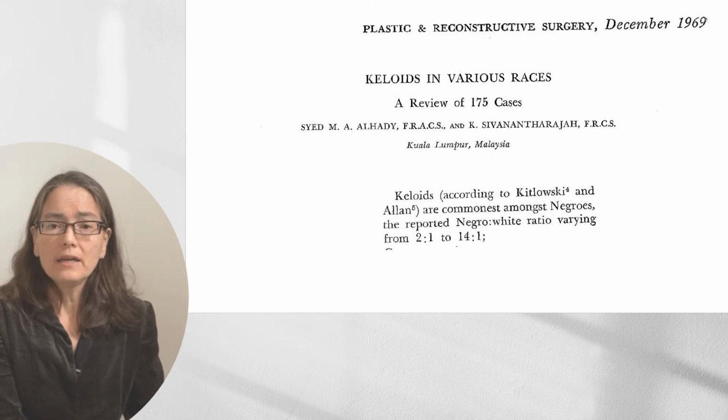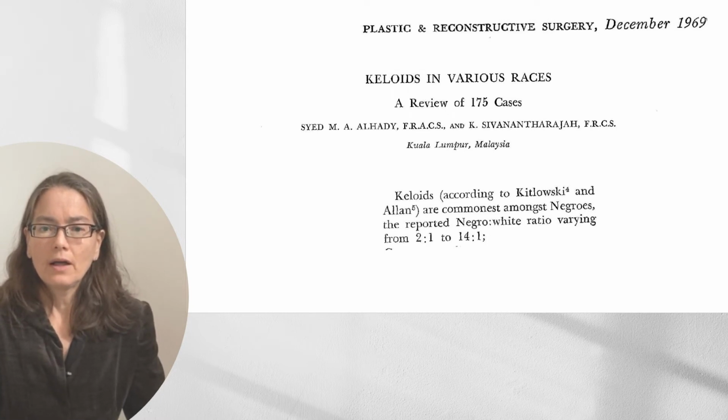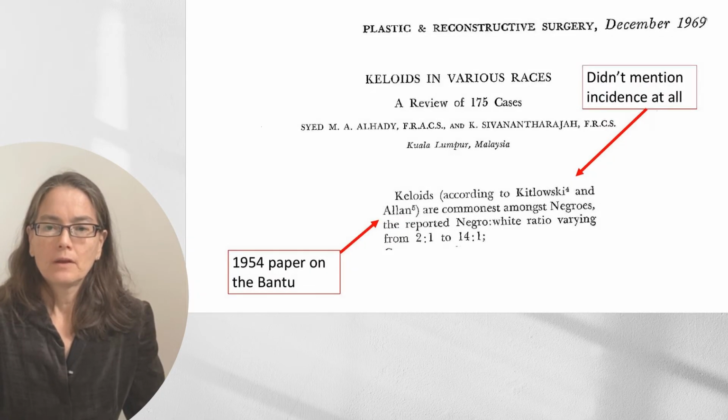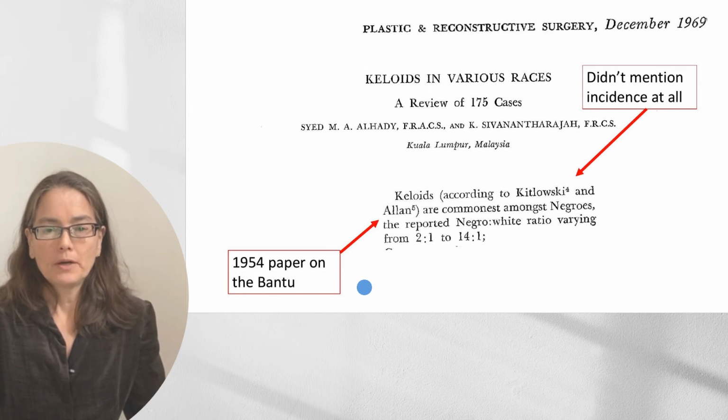So Al-Hadi, though they're doing the study in Malaysia, are still addressing color as far as keloid predisposition. And they refer to 2 papers, Ketlowski and Allen, where they are now saying a ratio from 2 to 1 to 14 to 1. Well, let's look at this. I pulled the paper by Ketlowski. He doesn't mention incidence at all, so that can't be where either of these come from. And this paper by Allen is from 1954, and it's based on the Bantu. So the Bantu, if you're looking simply at Africans, they would have a fairly high ratio.